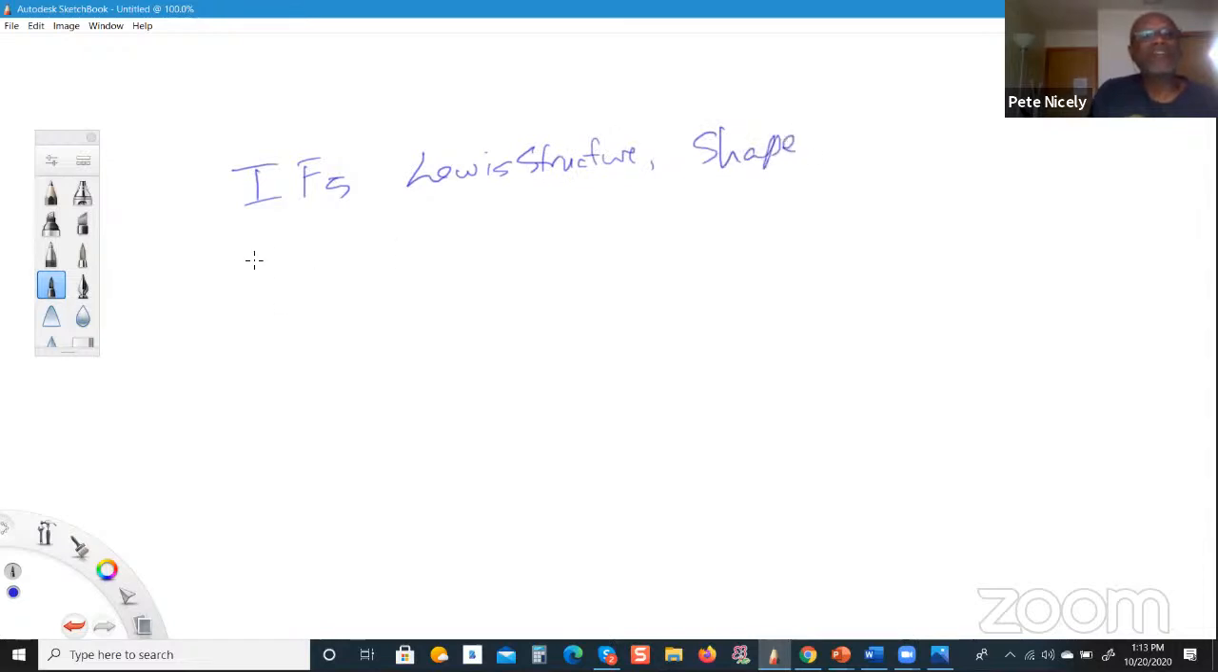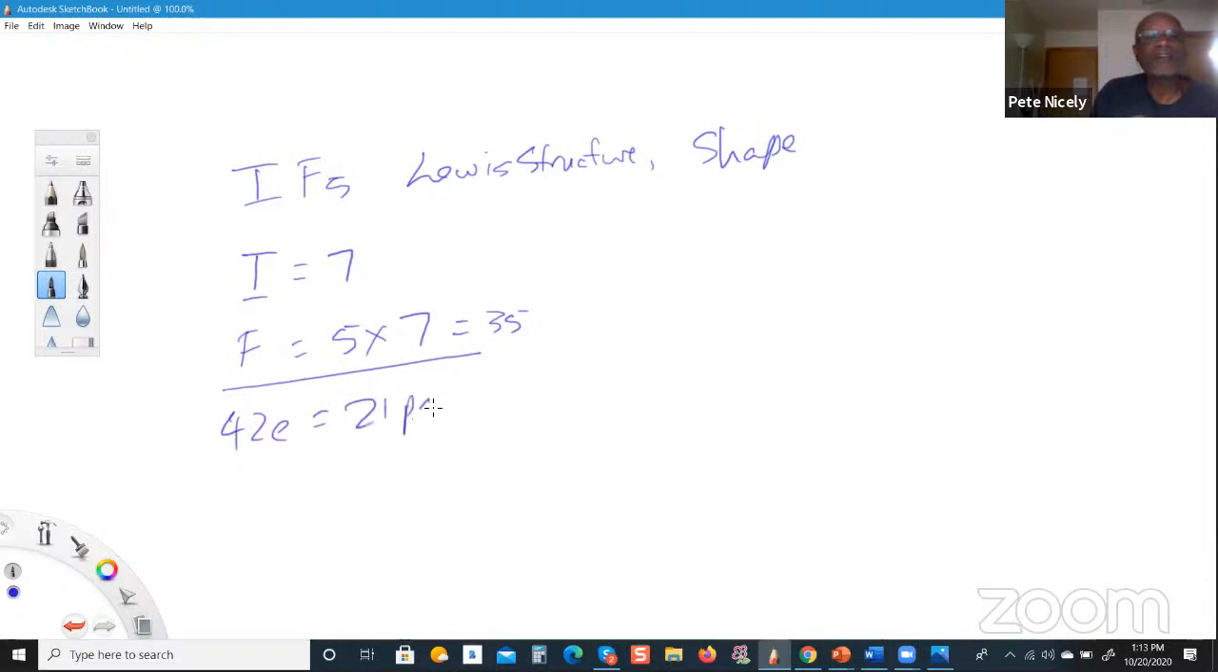So if you remember what we learned from the previous chapter, the first step is that we count up the total number of valence electrons, which means that iodine will contribute 7 and fluorine will contribute 7, and there are 5 of them. So this gives you 35. So the grand total of valence electrons will be 42 electrons, which is equal to 21 pairs, all right?